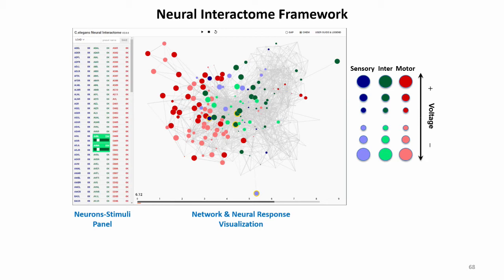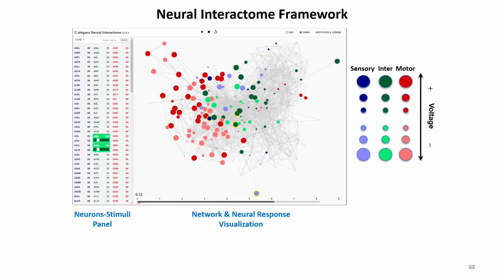The framework has the neuron stimuli panel, which enlists all the neurons in the system, categorized into different group types, and each neuron is a click of a button where you can either inject arbitrary stimuli or remove that neuron from the system to perform the neural ablation.